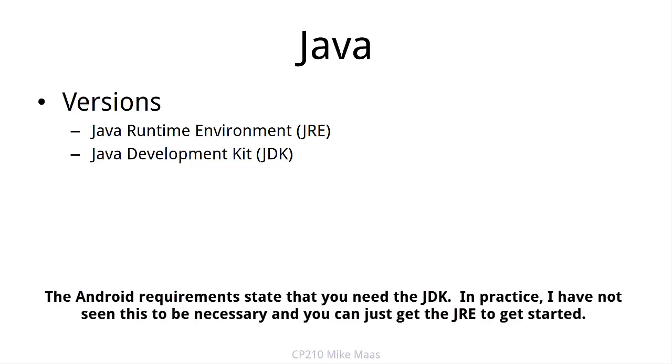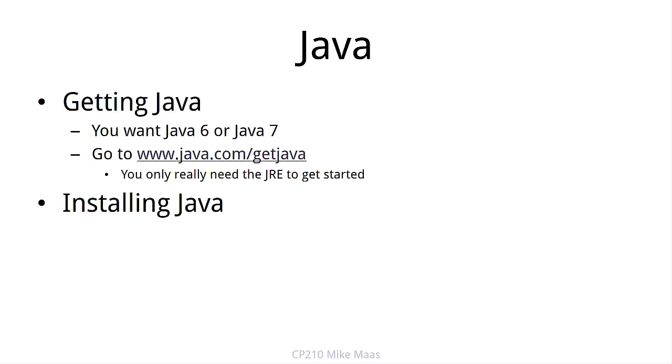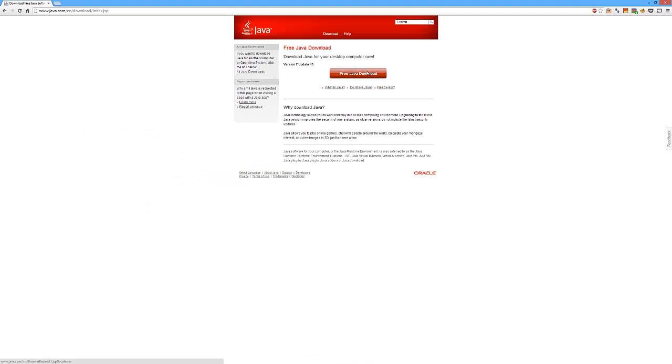One thing that's a little confusing to people is there's 2 different versions of Java. One is called the JRE, or Java Runtime Environment, and the other is the JDK, or the Java Development Kit. If you're not planning on doing any Java development, the JRE will be just fine for Android. But if you're planning on doing Java EE or other types of Java development, you probably want to grab the JDK. So to get started, let's just go to java.com/getjava and grab the latest JRE.